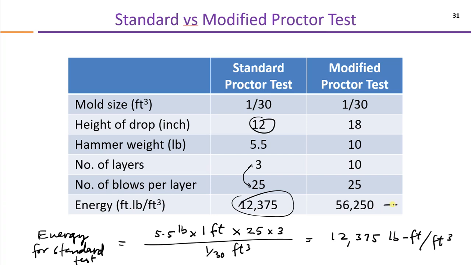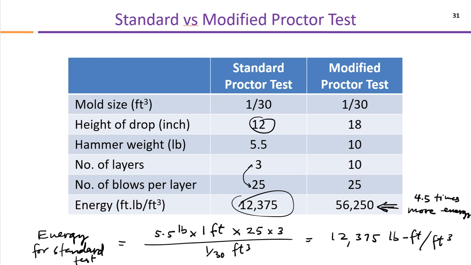If you find out the ratio, this has 4.5 times more energy as compared to the standard test. This modified test we mostly do not use in our normal projects, but if the load is very heavy, then we are going to use this modified Proctor test. Mostly it is used in the construction of embankments, or in the construction of airports, where the load is very heavy.